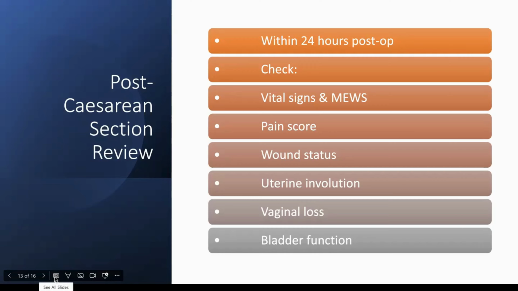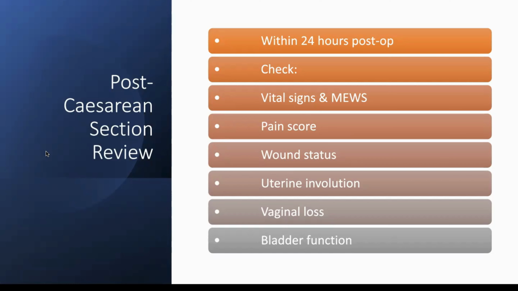Again, by examination, we need to make sure the uterus is well contracted, because the most common cause of maternal death after a C-section, unfortunately, is still the VTE. However, a lot of women come with secondary postpartum hemorrhage, and that is mostly from an atonic uterus. So we need to really check that the uterus is well contracted before sending them home. And that can simply be done by examination.